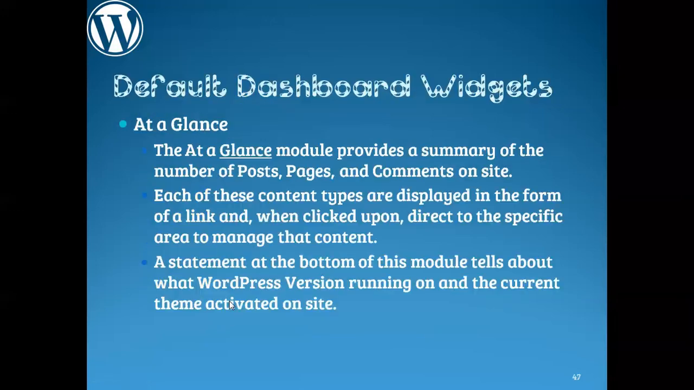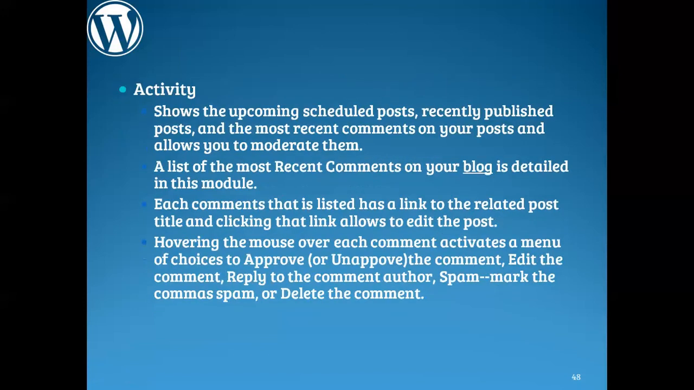As we have seen, the default dashboard widgets start with At a Glance. The At a Glance module provides a summary of the number of posts, pages and comments on a site. The text at the bottom of this module tells about the WordPress version running and the current theme activated on a site. Activity shows the upcoming scheduled posts, recent posts and recent comments, and you can moderate them in this Activity widget.